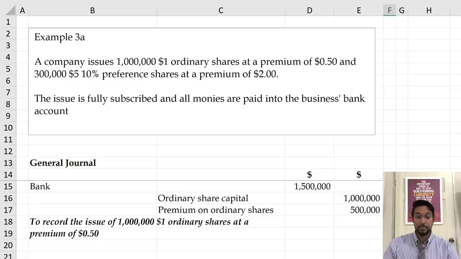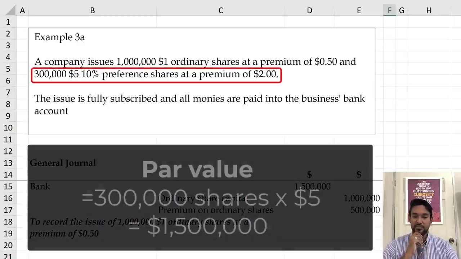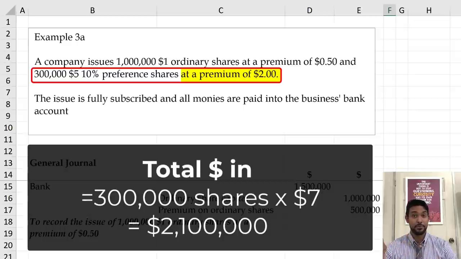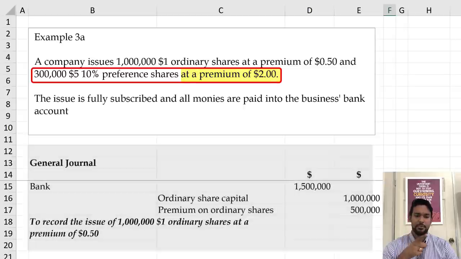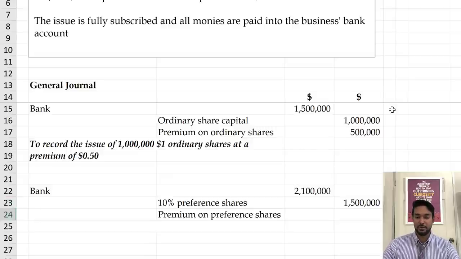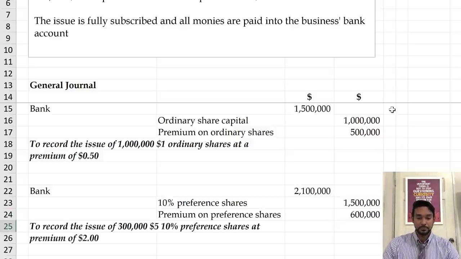Okay, the next thing is the preference share. So we have 300,000 $5 10% preference shares at a premium of $2. So $5 is the par and they issued it at a premium of 2, which means you get in not just $5 per share, but 7. 7 by 300,000 is 2.1 million. So bank is getting 2.1 million and it came from preference share capital at par, which is 1.5 million, sorry. And the extra $2, and that's 600,000, right? And of course, 1.5 plus the 6 will give us 2.1 million. All right, so we have the narration there saying what happened.